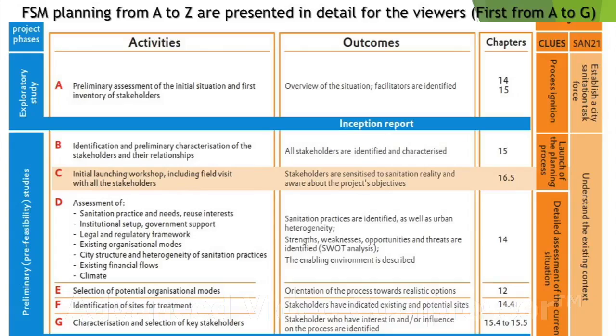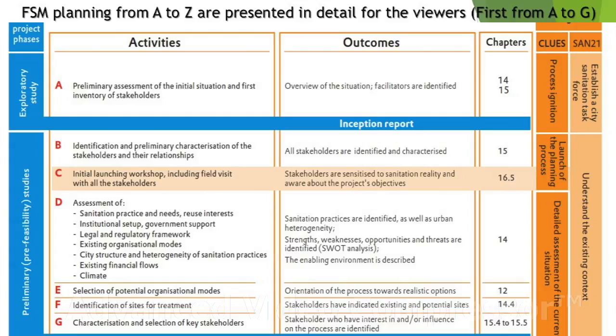The first one, activities from the exploratory studies, is preliminary assessment of the initial situation and first inventory of the stakeholder. The corresponding outcome will be overview of the situation, facilitator are identified. Second, B is identification and preliminary characterization of stakeholders and their relationship. Then outcome will be all stakeholders are identified and characterized. Third one is initial launching workshops including field visit with all the stakeholders. Corresponding outcome will be the stakeholders are sensitized to sanitation reality and aware about the project's objective.